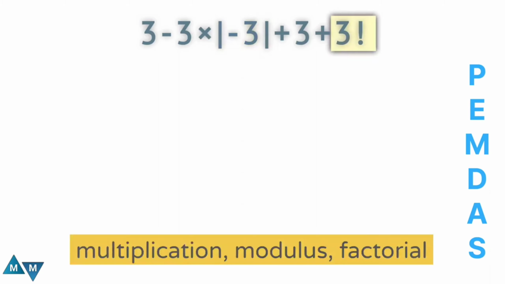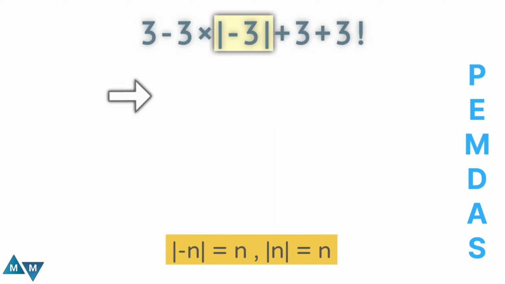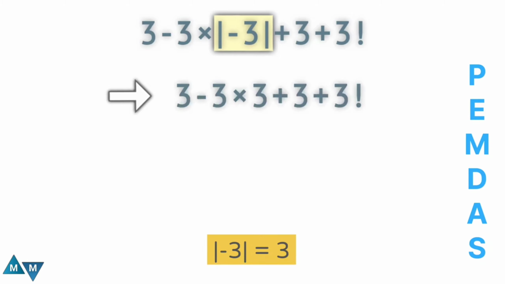Let's first solve this modulus part. So what is the modulus of a number? The modulus of a number is its absolute value. That is, we disregard any sign it might have. So modulus of minus 3 will give 3, right? So let's replace this part with 3.